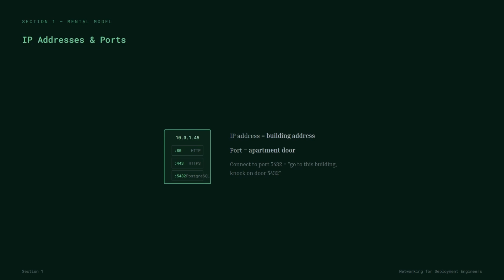Think of an IP address as a postal address. It tells the network where to deliver something. Think of a port as the apartment number inside that building. The address gets you to the building, the port gets you to the right door. So when your app connects to a database on port 5432, it's saying, go to this address, knock on the door 5432.